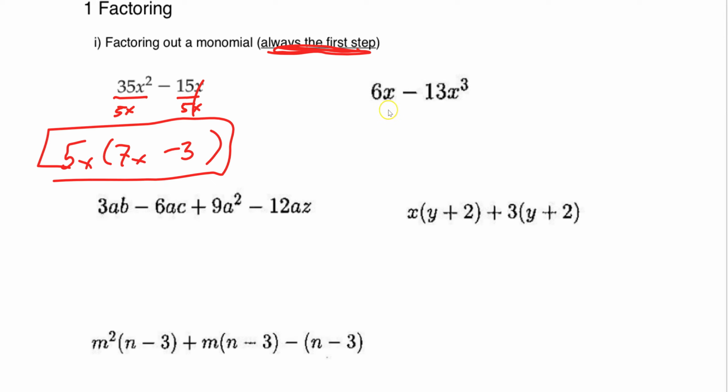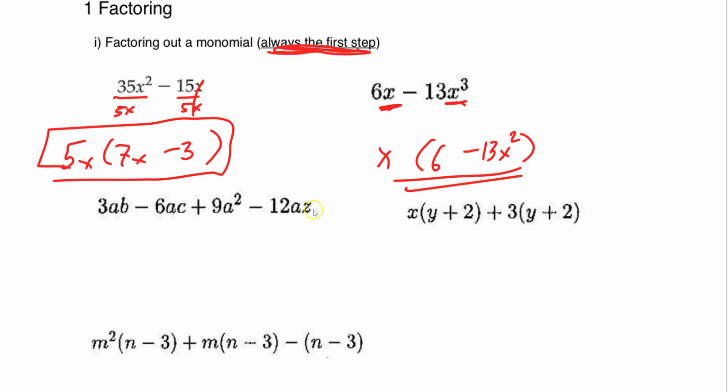And the only thing they have in common is an x. So you pull the x out. And you're dividing by x. You divide that by x, you just get 6. You divide that by x, you get 13x squared. And we go on to the next one.